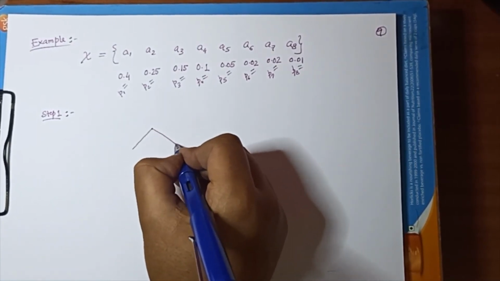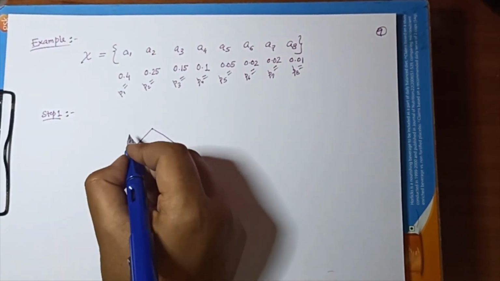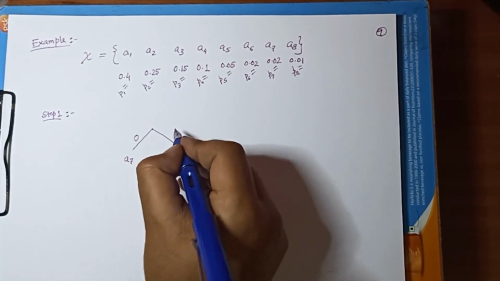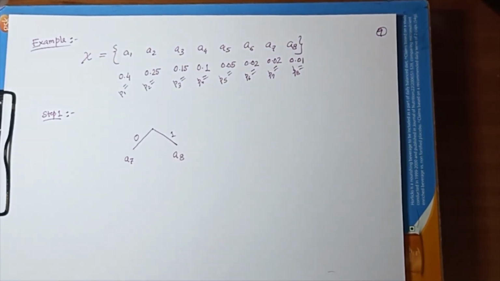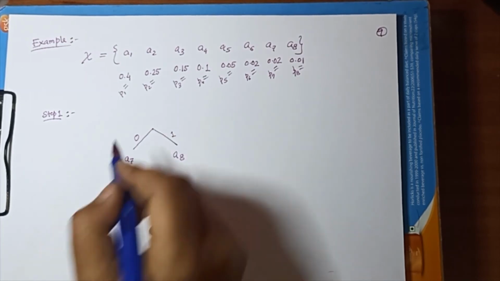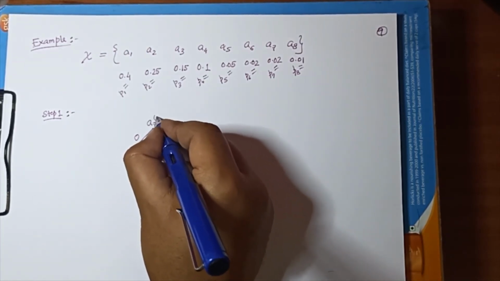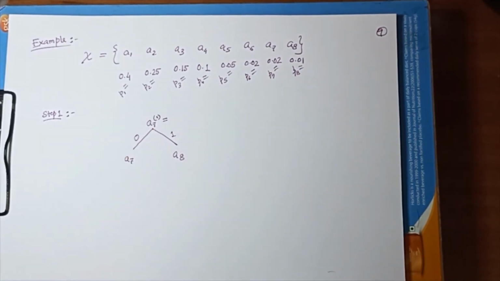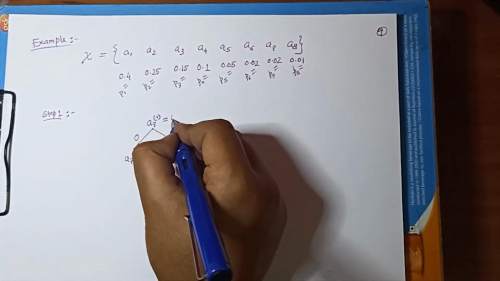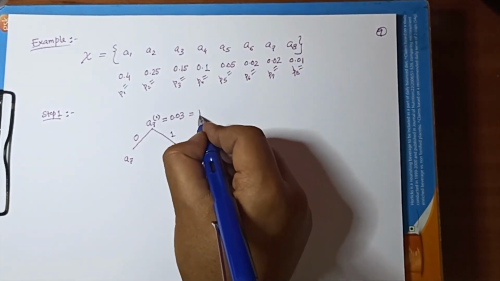A7 and A8. So I put it A7 and A8. And I assign the values 0 here and 1 here. So in the new symbol, what will be the probability here? If I write this to be say A7 1, this symbol is having the probability 0.03. And this is basically P7 plus P8.